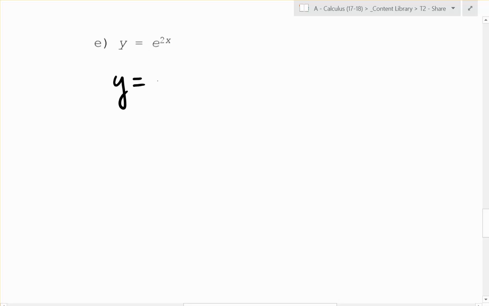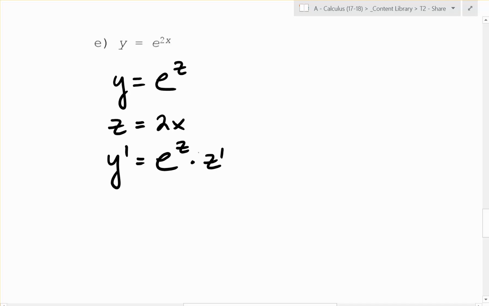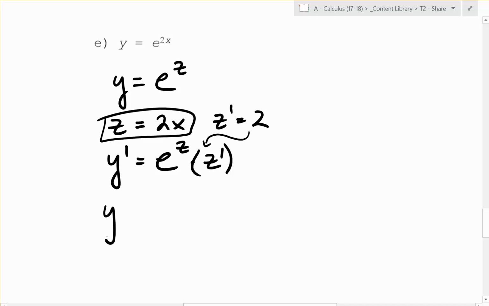Y is equal to e to the z, and let z equal 2x. So y prime is equal to e to the z, because that's the derivative of e to the z, times z prime. Oh, I shouldn't use that. I don't want to use the dot. Because what is the derivative of e to the z? It is e to the z. But then because of the chain rule, you have the z prime. And then what is z prime? Well, that's just 2. The derivative of this is 2. So that goes there. So you have y prime is equal to e to the z times 2.